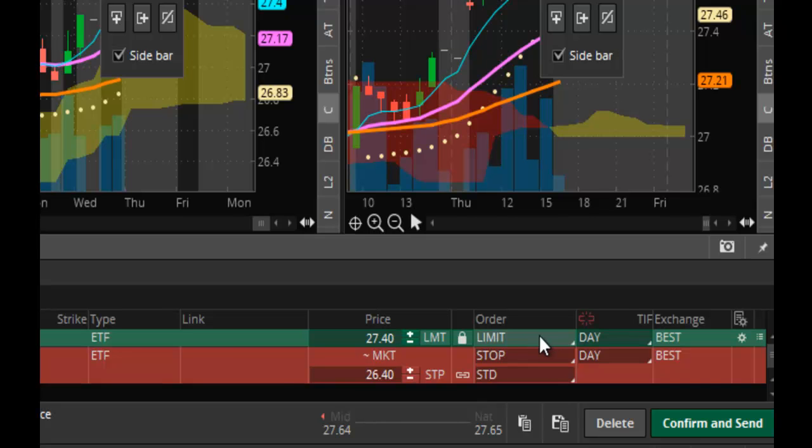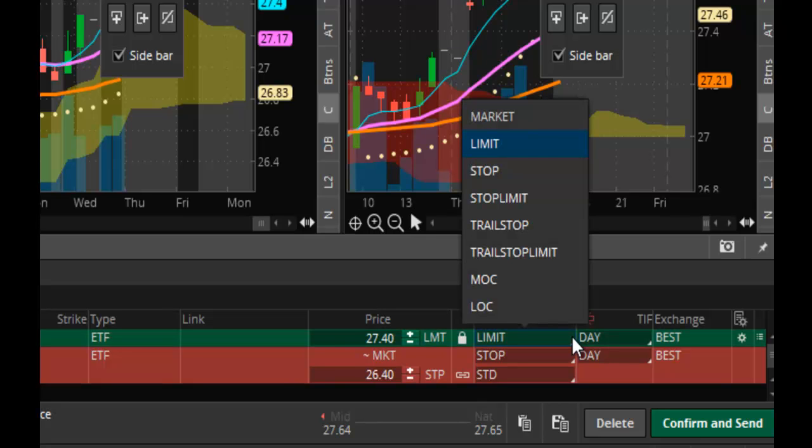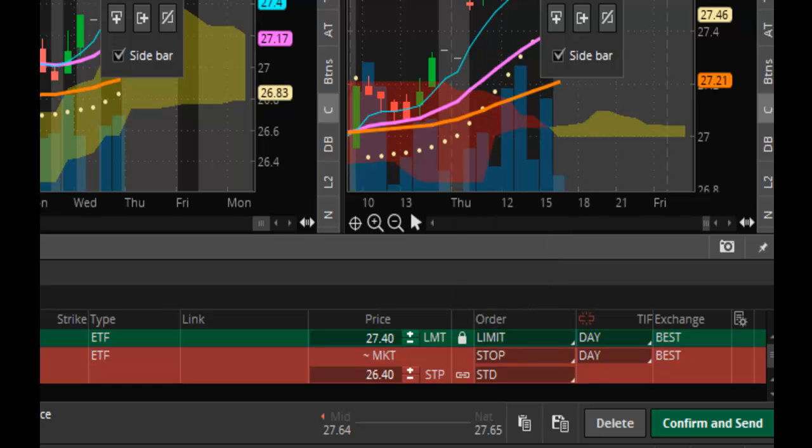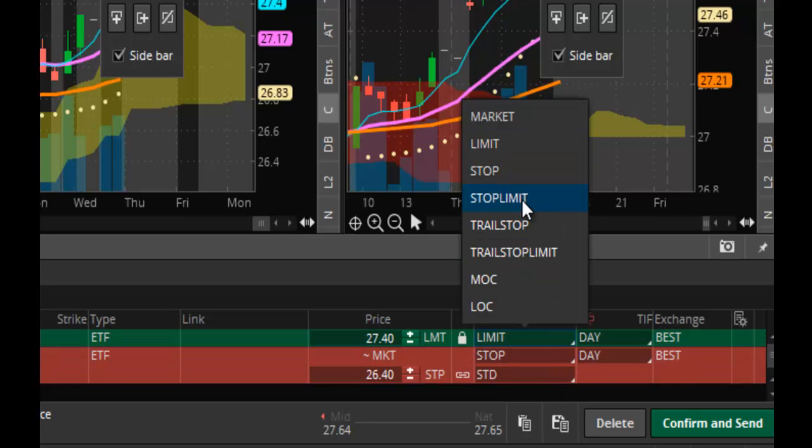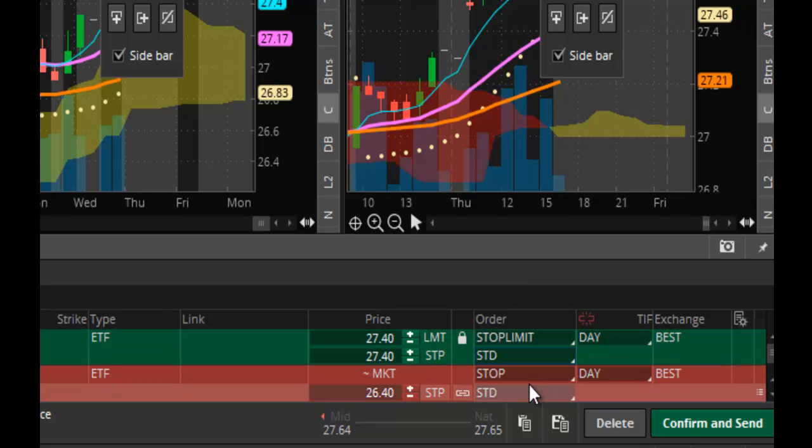It automatically defaults to limit order. Not too much you can do about that, so you're going to have to change it. Let me show you what a stop limit will look like. You come over here and you hit stop limit. See the drop down menu: market, limit, stop, stop limit, trailing stop, and so on. Market on close, LOC. I can't remember what LOC is. Limit on close, that's right. Market on close and limit on close. Okay, so going back here, you're going to hit stop limit, and then it changes the screen.